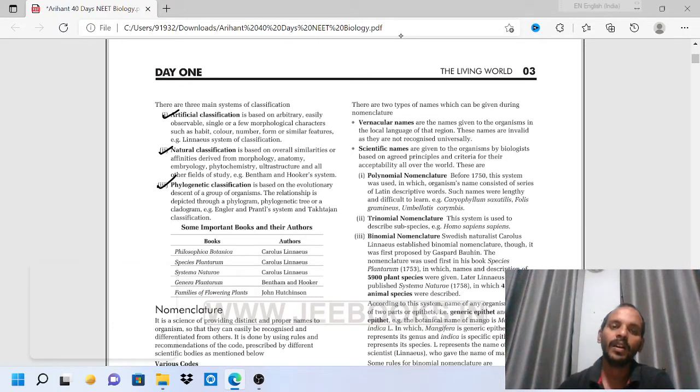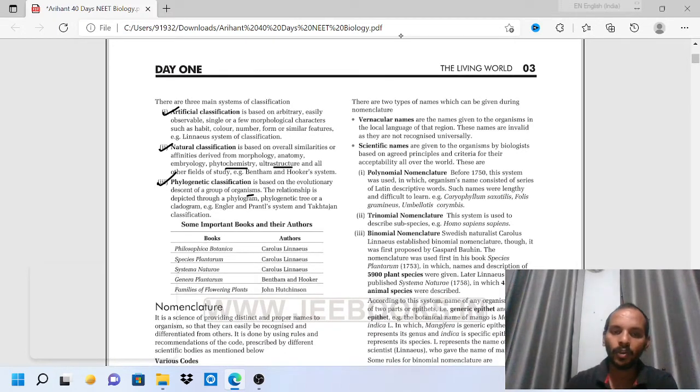Next is natural classification. In natural classification, we classify organisms according to their morphology, anatomy, embryology, phytochemistry, and ultrastructure. So it is known as natural classification. Next is phylogenetic classification. In phylogenetic classification, organisms are classified on the basis of evolutionary descent. It is an evolutionary descendant group of organisms.